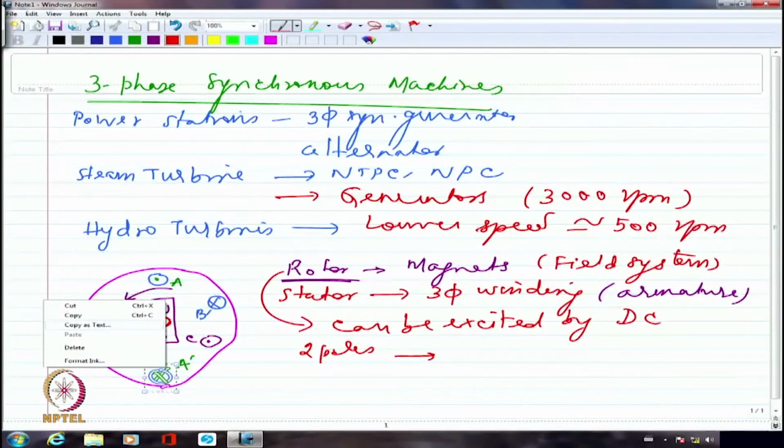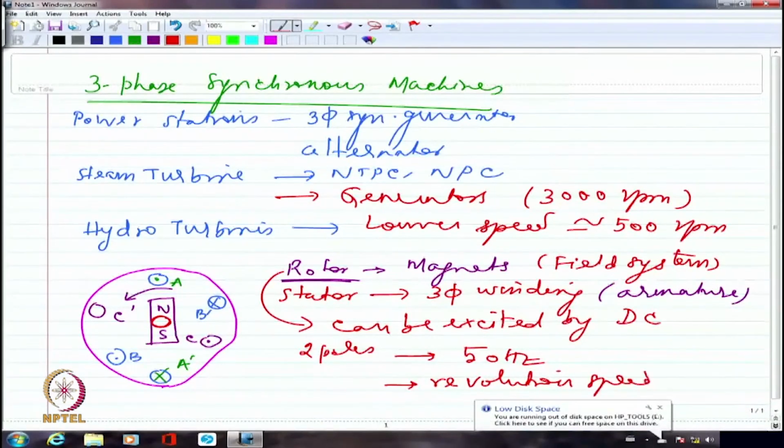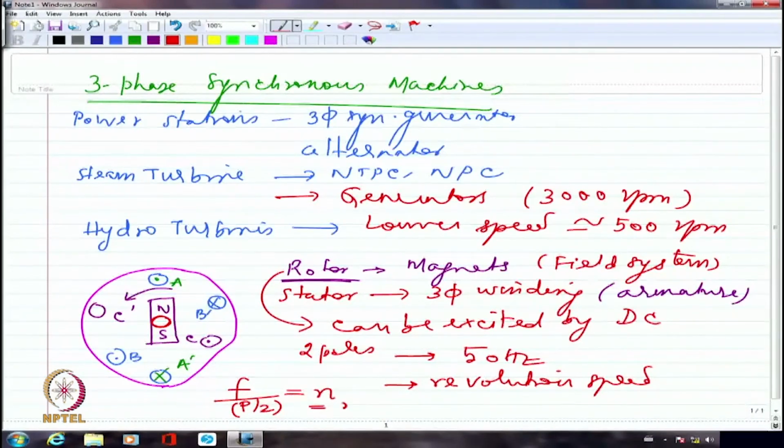So if it is a two pole machine, I'm going to have 50 Hertz. 50 Hertz will be induced if I have a revolution speed corresponding to this particular 50 Hertz itself. So what we wrote earlier, F divided by P by 2, where P is the number of poles, will give me N, which is the revolutions per second. This we wrote as the synchronous speed in an induction motor. The same thing holds good in this case as well.